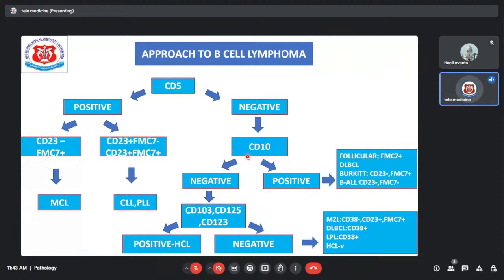Now, if CD5 is negative, check for the presence of CD10. If CD10 is positive, you are dealing with germinal center lymphomas, like B-acute lymphoblastic leukemia. If CD10 is negative, now check for the presence of all the markers for hairy cell. If you are seeing cells with hairy projections or irregular cytoplasm, here you have CD103, CD25, and CD11c. If positive, it is hairy cell leukemia. If negative, it could be either of these, so you have to check for the presence of the other markers. You can use either of the two approaches.